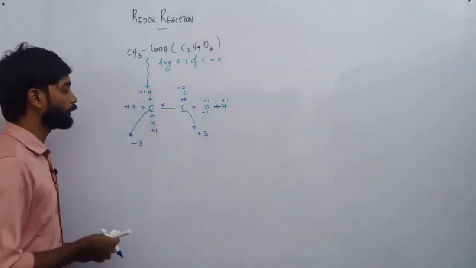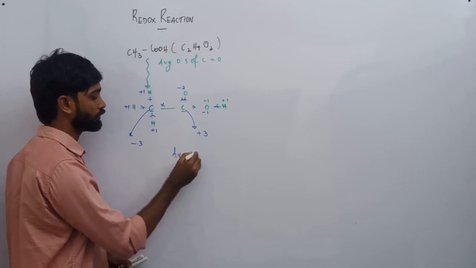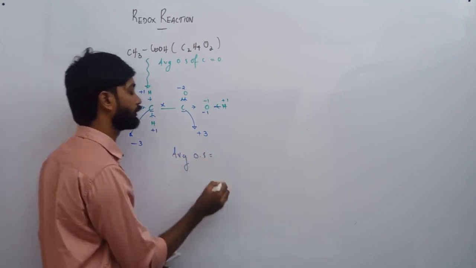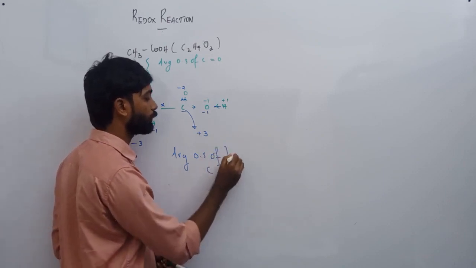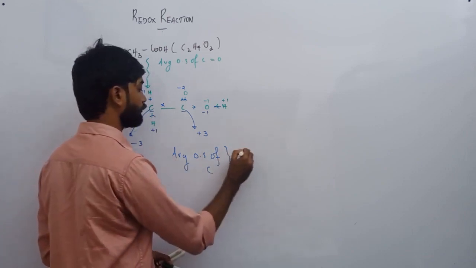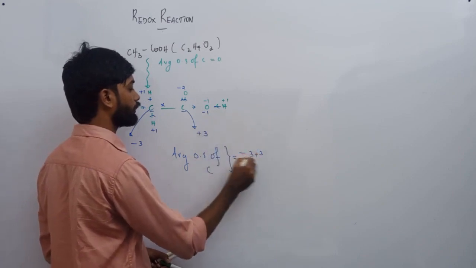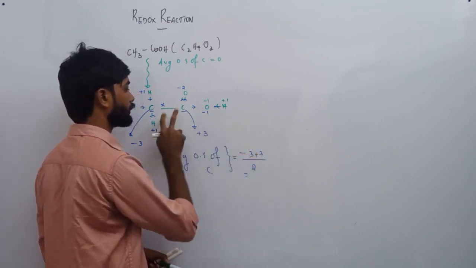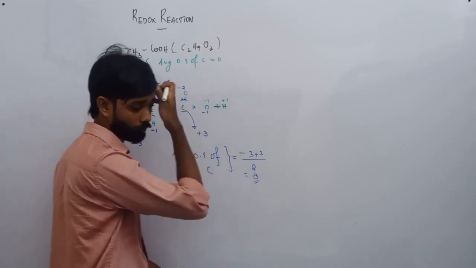Okay, whatever it may be, average OS of carbon. How do you obtain average OS? Total oxidation state: -3 from this carbon, +3 from another carbon, divided by total number of carbon. There are 2 carbons, okay? So the answer is 0. It is already obtained from the formula.